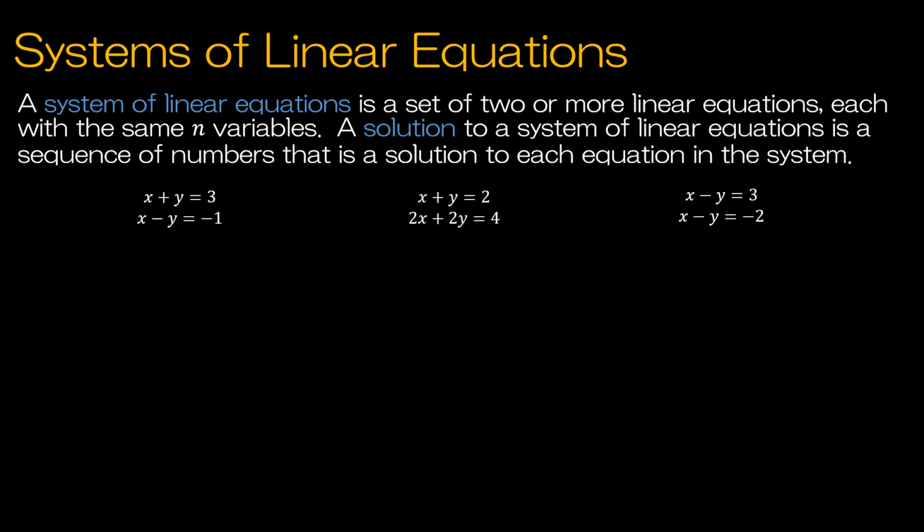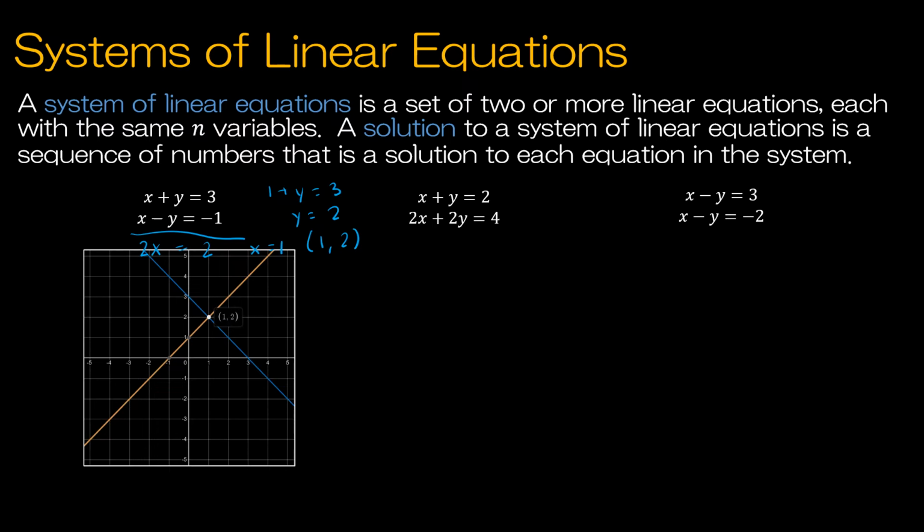You can either have one solution. So here, let's say I was solving this by adding together: 2x plus y minus y gives me 0, 3 plus -1 gives me 2, so I get x equals 1, and then I would plug 1 back in to say 1 plus y equals 3, so y must be 2, so my solution is 1, 2. That's what happens when I get one solution. They can cross at exactly one point.